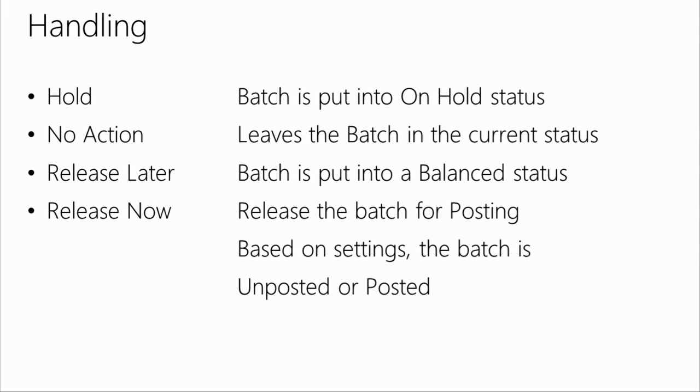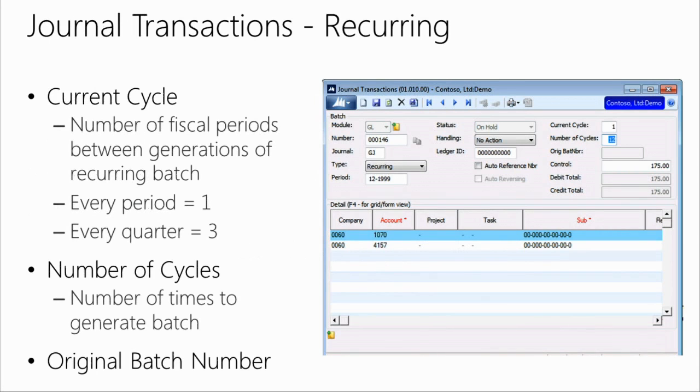And release now says that you're done with it. I'm ready to post it. Again, based on our settings and the general ledger that we've set up in the system, that determines whether it will go to unposted or posted, but then that's saying, I'm done with it, let's move forward with it. So with that, we talked about the ability of entering in a journal transaction. We've talked about the different statuses. It's something kind of to get your head around to understand what all those different things mean. We put in a batch. It was against accounts and subaccounts. We made sure the debits and credits matched, and then we went ahead and we released it.